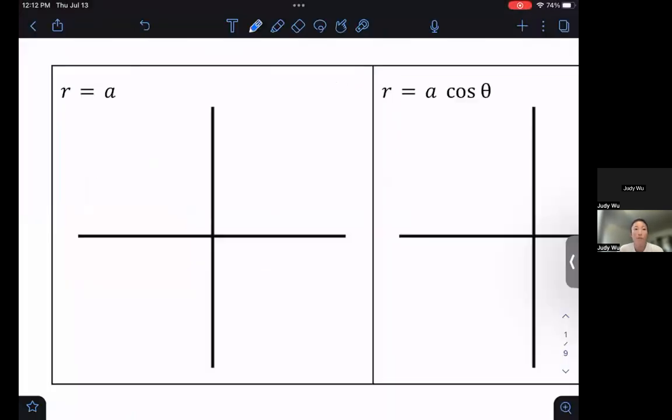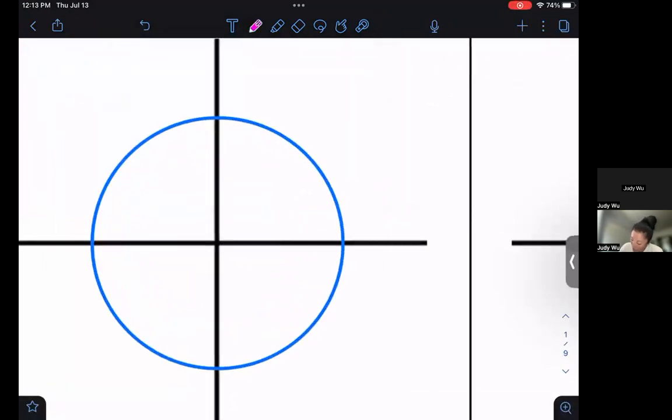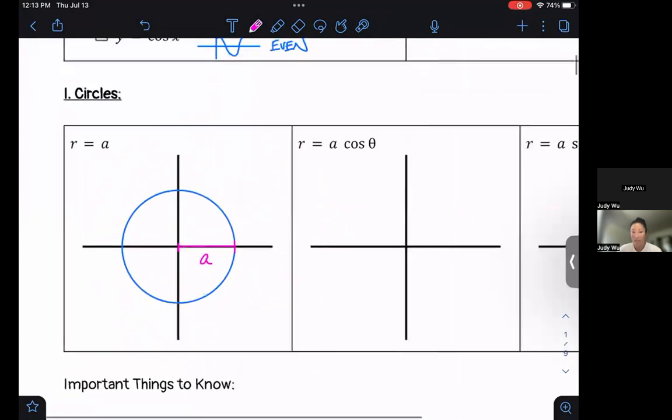If we were to look at the equation r equals a, all right, let's draw ourselves a circle here. We'll move that over a bit to make it perfectly centered. But this would be the graph. And in particular, the a would tell us the radius. So whatever a is, if I plug that in, I'm going to get the radius of that circle.